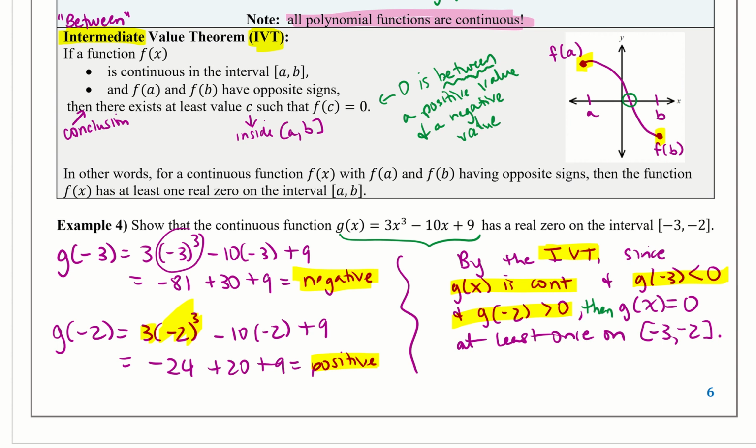Now, I put at least once because that's what the theorem actually says. It could actually happen more than once. We could cross in between a whole bunch of times. There'd be nothing that says that we couldn't, but I will have to cross that 0 at least once.